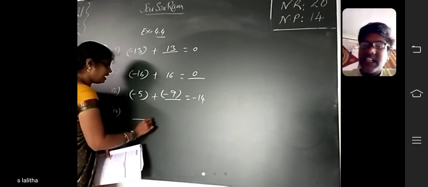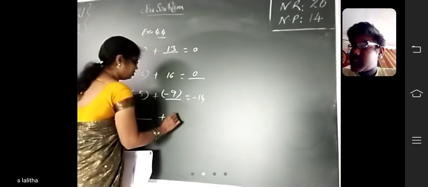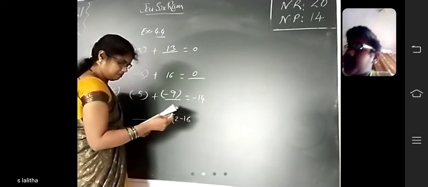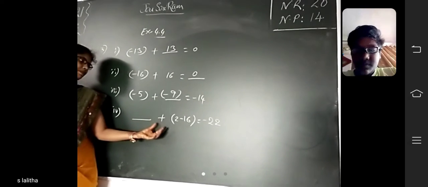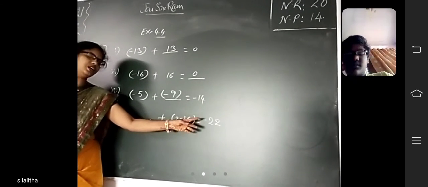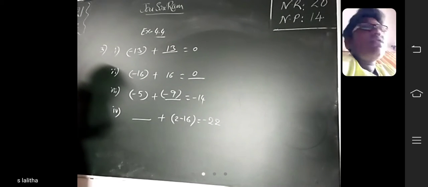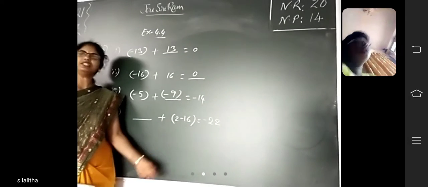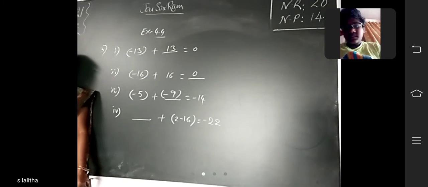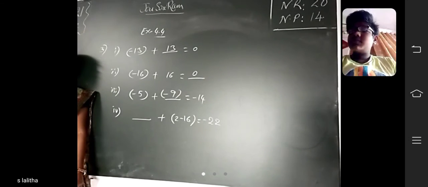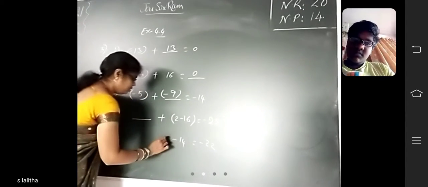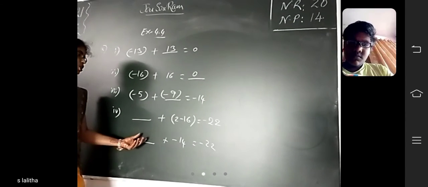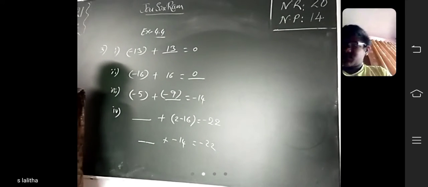Next. Dash plus 2 minus 16 is equal to minus 22. So 2 minus 16 is how much? Minus 14. Here minus 14 is equal to minus 22 plus dash. So which number should you add here? We will get minus 22.